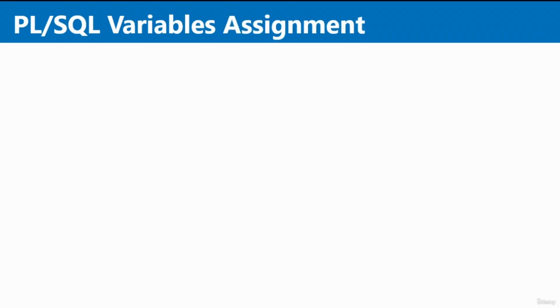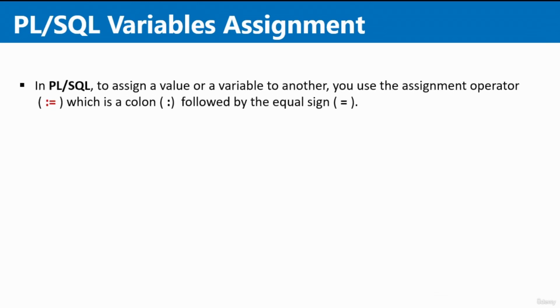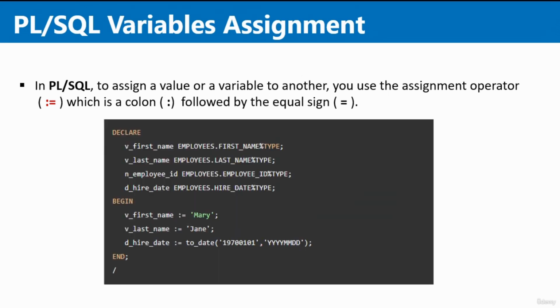In this video, I'm going to explain PL/SQL variable assignment. In PL/SQL, to assign a value or a variable to another variable, you can use the assignment operator. So the assignment operator is basically a colon followed by an equals to sign. Here's an example of how variable assignment works.